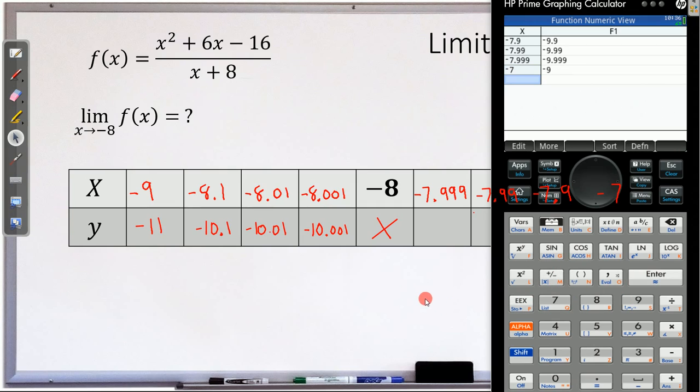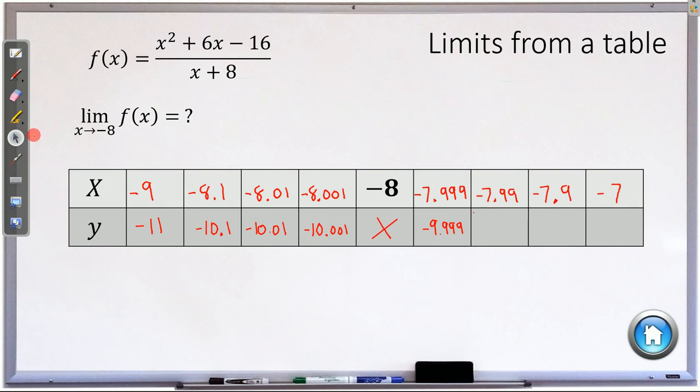All right, so what do we have there? So this one was negative 9.999. This one I think had two 9s. This one had one 9. I think that was just plain old negative 9.